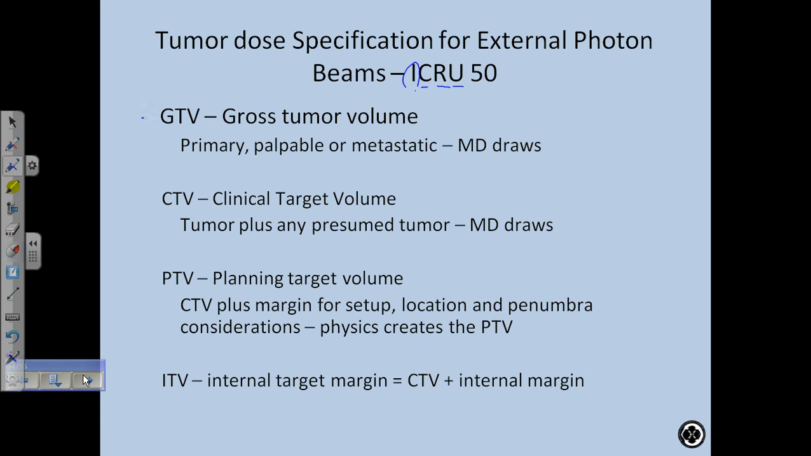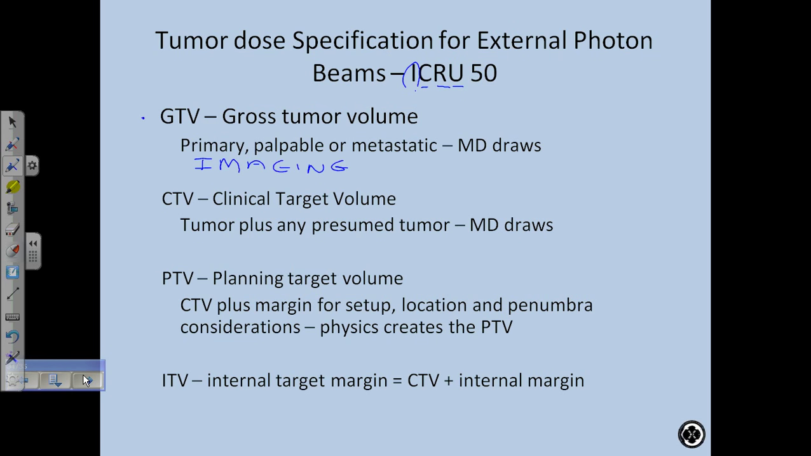First, GTV. You'll hear this over and over. Gross tumor volume. GTV is the primary tumor. It's palpable, or it can be metastatic. It doesn't always have to be palpable, but a GTV is typically the tumor that the patient can feel, or it's also visible on imaging.